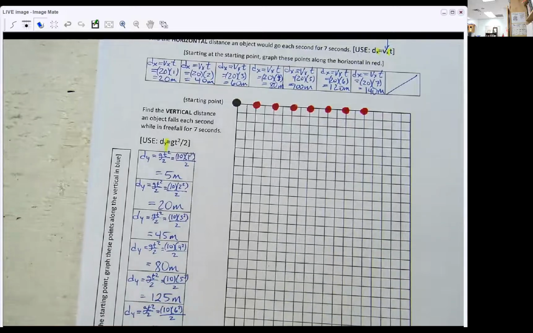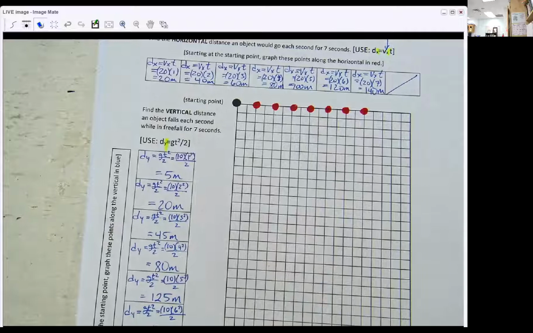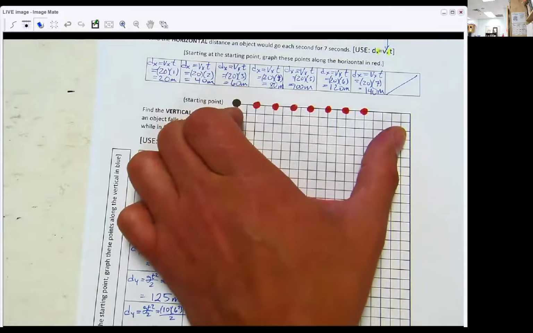And so when you finish, you should have something that looks like that. This is just a pictorial representation of where the object would be if you allowed it to travel horizontally for 7 seconds. Each line represents 10, so it'd be 140 meters away. This is if it only acted horizontally.